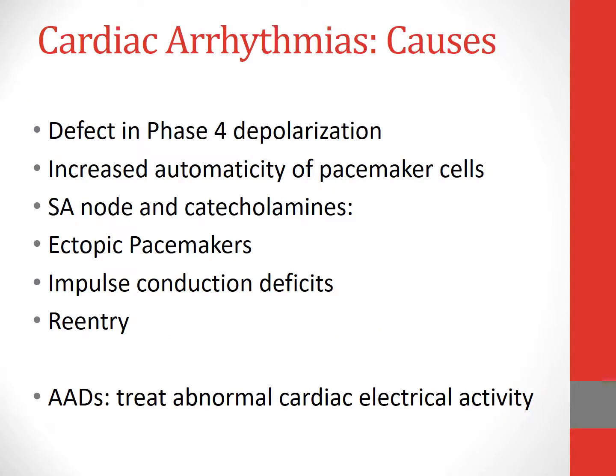Okay, here's our causes. Remember, phase 4 depolarization, that's when we're getting down to negative 96. So there can be a defect there. We could also have increased automaticity. Remember, that's the ability of a cell to generate its own impulse. The SA node and catecholamines. Remember, catecholamines are your adrenaline. The SA node's very sensitive to input from that, so there can be increased catecholamines. We can have a conduction deficit or a reentry phenomenon in which the typical depolarization wave does not get into a hyperpolarized state, and the impulse is indefinitely propagated.